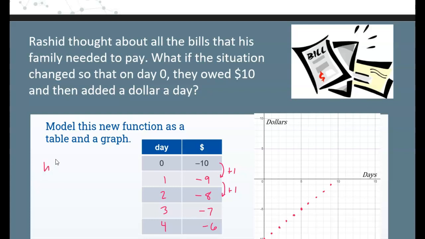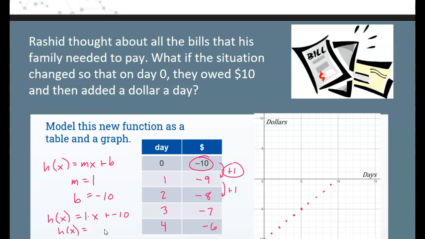We can write our equation. Once again, this is a straight line, so it's going to be mx plus b. Our slope hasn't changed. That just continues to be +1. But our y-intercept has changed now. Our y-intercept is now -10. So our overall equation here is going to be 1 times x plus -10, or we might write that simply as x minus 10.